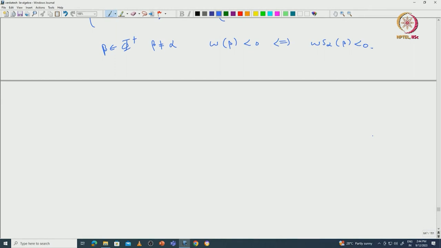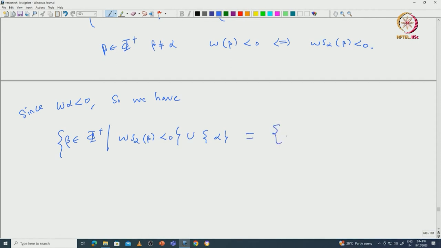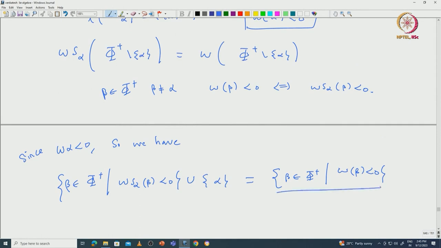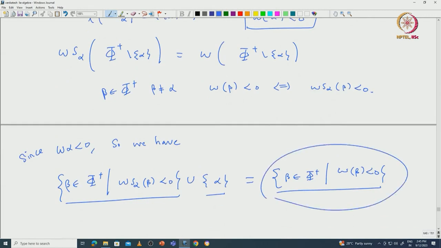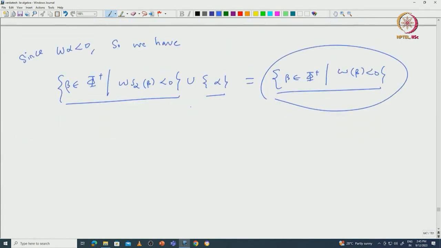So, this observation, together with W of alpha being negative, tells us that the set of beta in phi plus such that W S alpha of beta is negative, union alpha, must be exactly equal to those beta in phi plus such that W of beta is negative. The only difference between these two sets is that you have to add alpha with this union. Why is this the case? Because W alpha is already negative, so alpha I need to add in this set. This observation tells you that these two sets must be the same. So, in particular, N of W S alpha must be exactly N of W minus 1, one less than N of W.